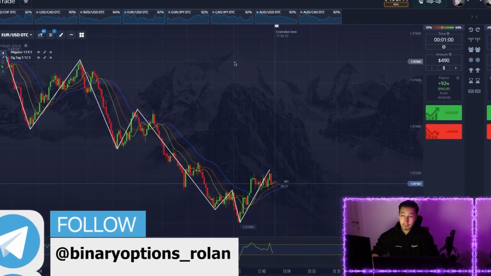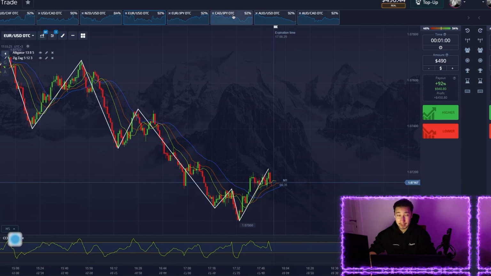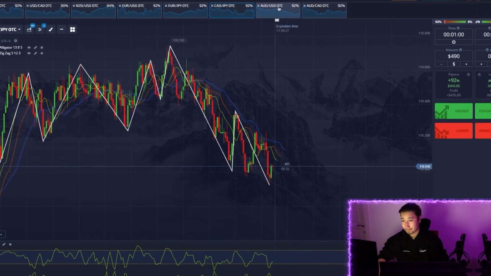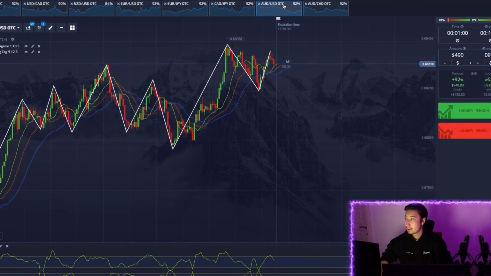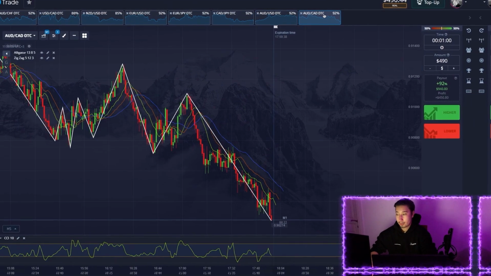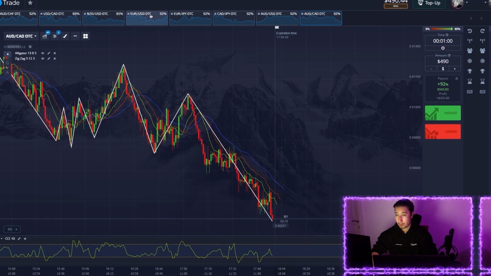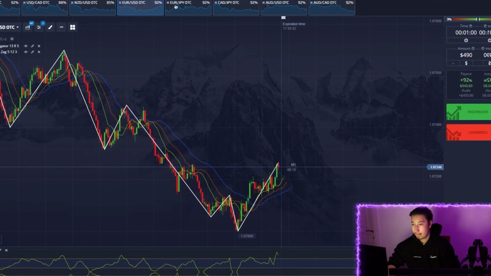So let's try to find an entry into a bullish trade and select the next currency pair. So, what do we have? What do we have?